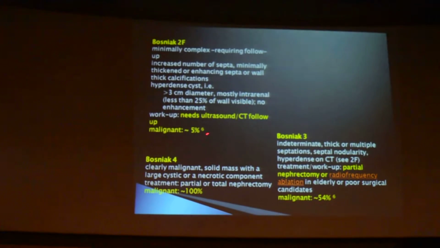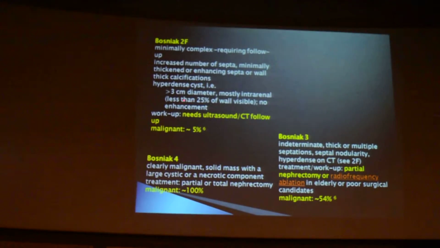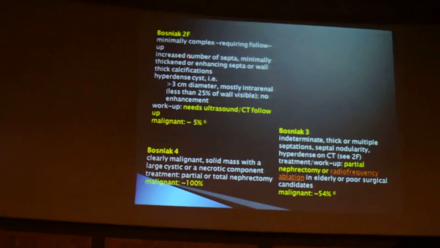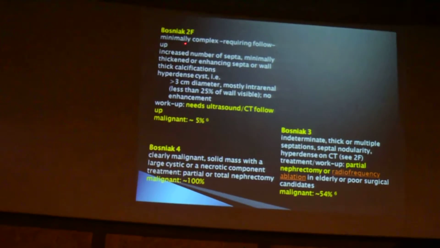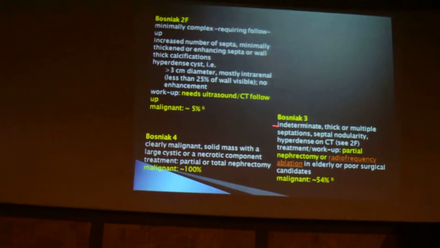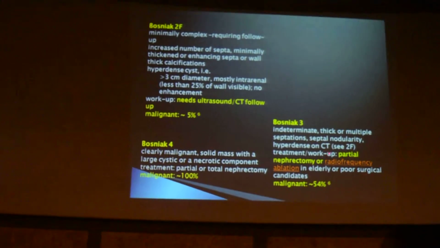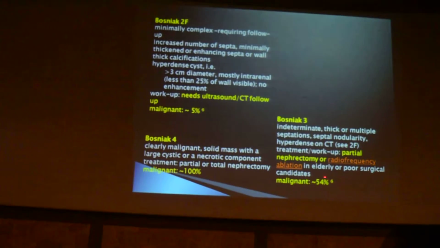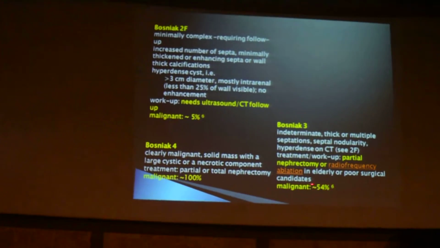Type 2F has a 5% malignant potential because they are slightly more complex than type 2. They have multiple septae, more than 2, and they need to be followed up. And Bosniak type 3 is indeterminate lesions. They have a 54% chance of a malignant potential.